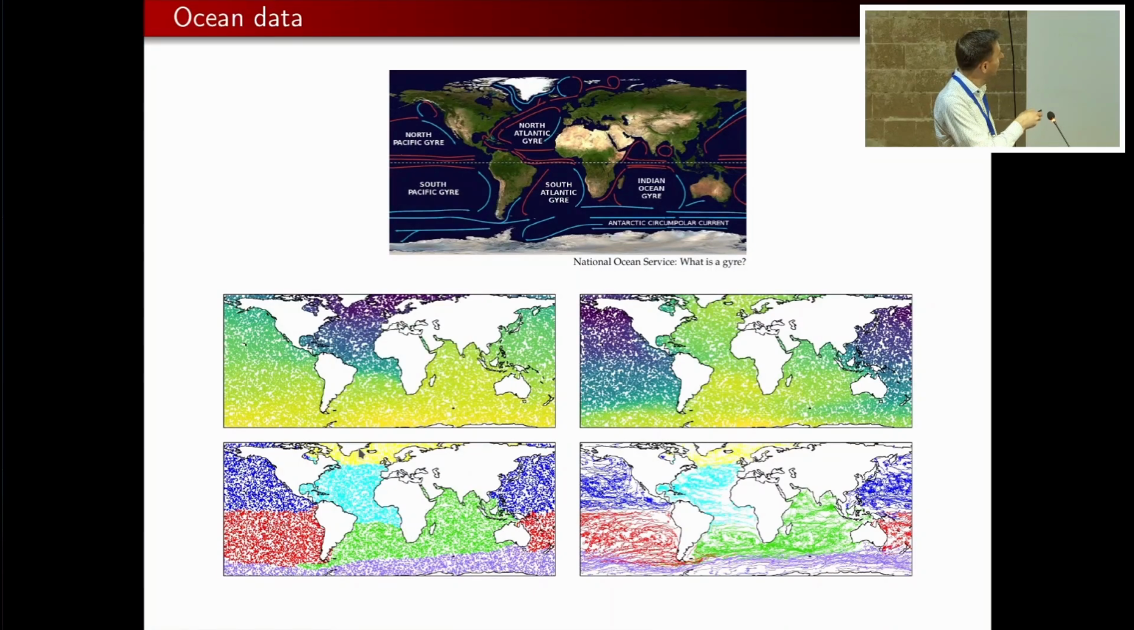The only coherent set that we did not find was the splitting between South Atlantic and Indian Ocean here. But when you look at the data, you can see that lots of particles are actually moving from this gyre here to this gyre. So this set is not as coherent as the other sets. So this is just an application.